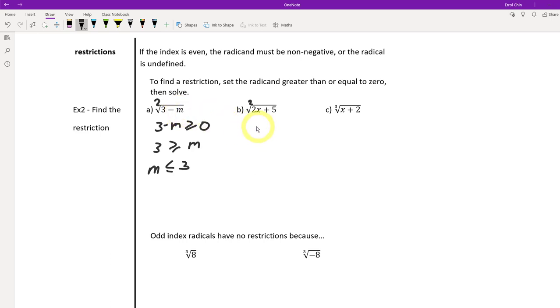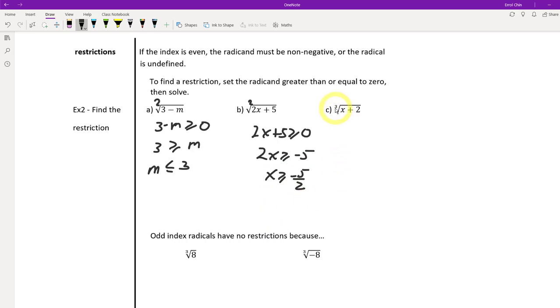Moving on to the next example, because my index is even, then I have to say, well, 2x plus 5 has to be greater than or equal to 0. So using basic algebra, how do I solve for x? So I'm going to subtract 5 from both sides. So that becomes 2x is greater than or equal to negative 5. x is greater than or equal to negative 5 over 2.